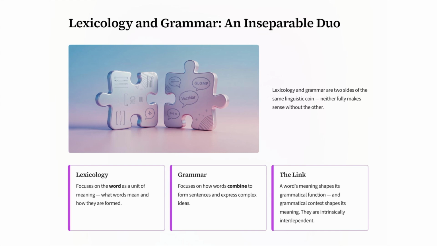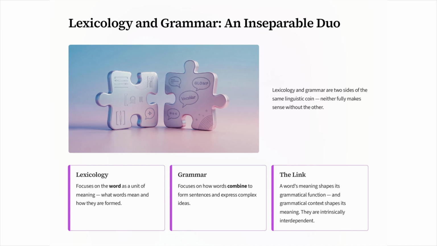The next important idea is that lexicology and grammar are closely connected. In fact, they are two sides of the same linguistic system. Lexicology focuses on words as units of meaning. It asks what words mean, how they are formed, and how they function in the vocabulary of a language. Grammar, on the other hand, studies how words combine to form sentences and express more complex ideas. But these two areas cannot really be separated.